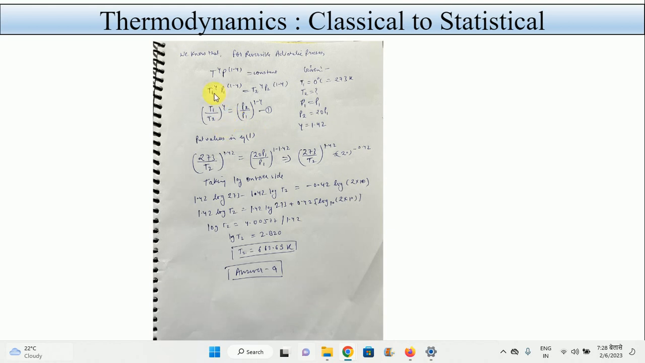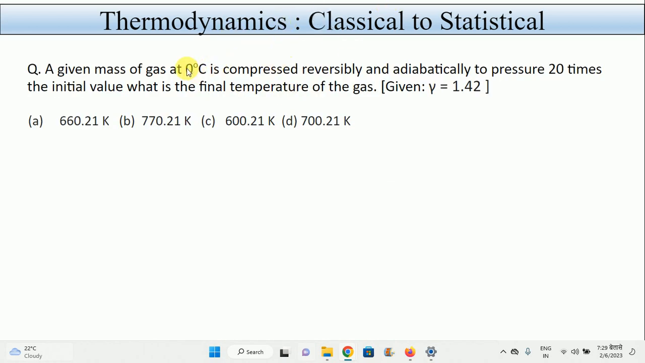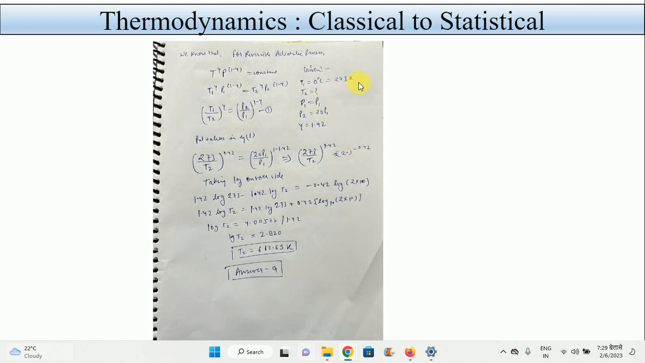So now, keeping temperature on one side and pressure on the other side and solving the equation, we can get the answer. So (T1 by T2) to the power gamma equals (P2 by P1) to the power 1 minus gamma is our equation 1. Now put values in equation 1. The values are given here. Temperature is 0 degree Celsius, so we convert it to Kelvin, 273 Kelvin. T2 we need to find out, so T1 is 273, gamma is 1.42.